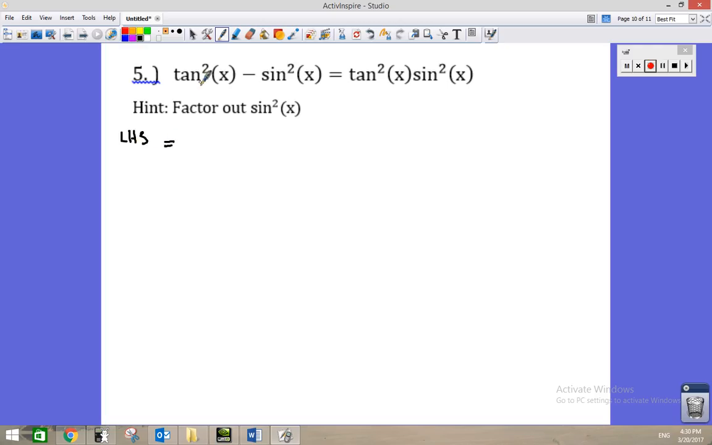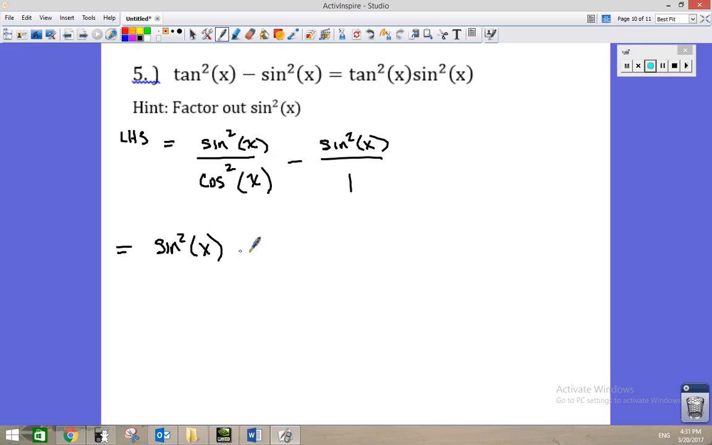And let's rewrite tangent as sine of x divided by the cosine of x. But since it's tangent squared, we want sine squared of x and cosine squared of x in that first term. And in the second term, we've got sine squared of x divided by 1. Well, now let's see if that hint they gave us is going to pan out to anything. We see these two terms and they have something in common. They both have a numerator of sine squared. So we can factor out that common factor.